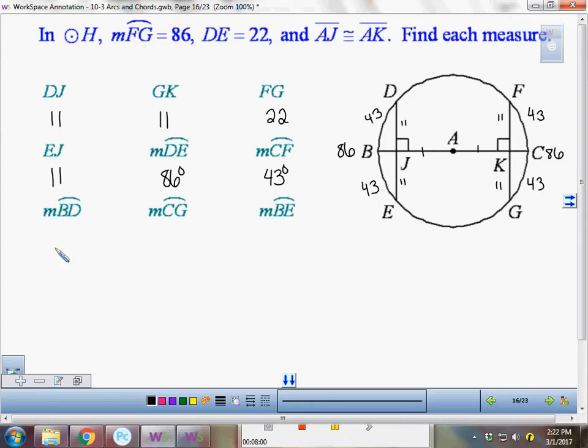BD, 43 degrees. CG, 43 degrees. And BE, 43 degrees. Make sure on your arc measures that you're using degrees. On your segment lengths, you don't have degrees. All right?